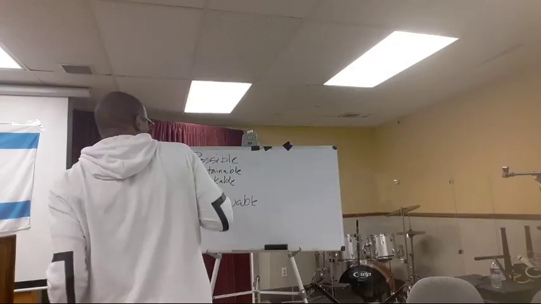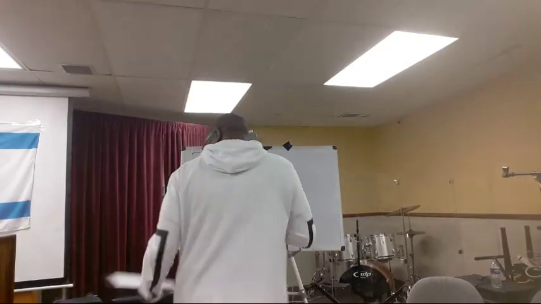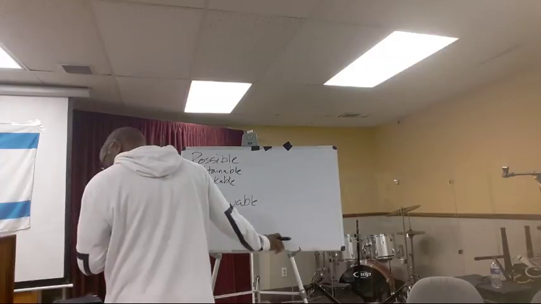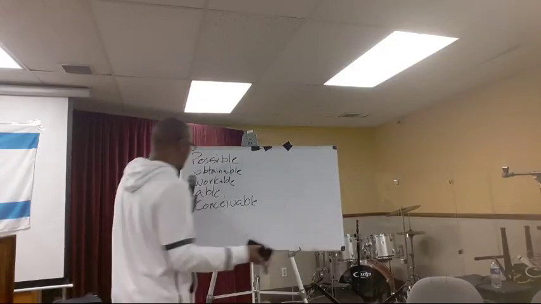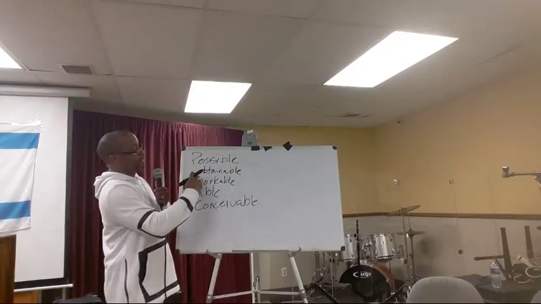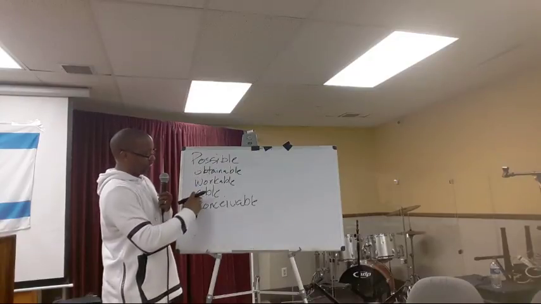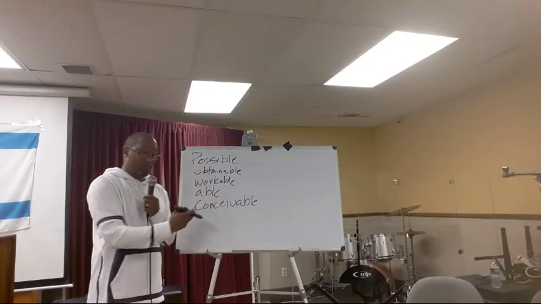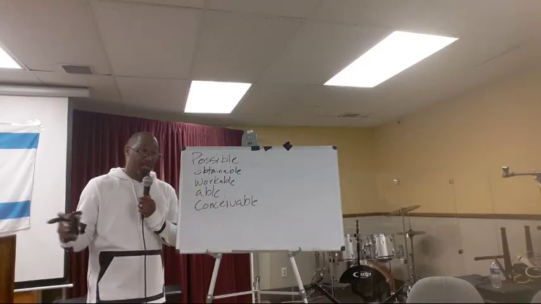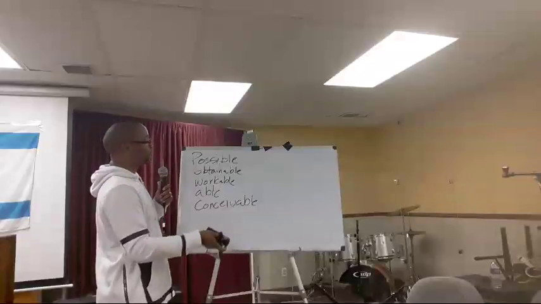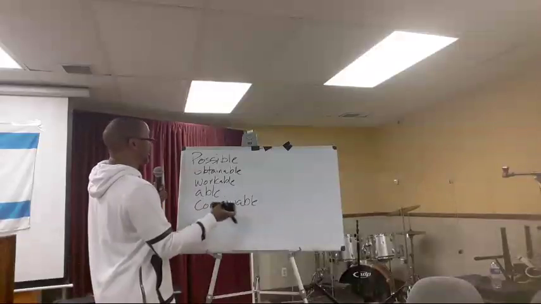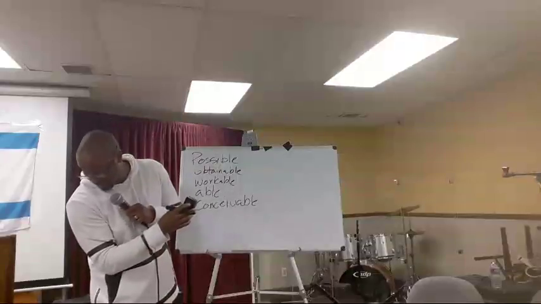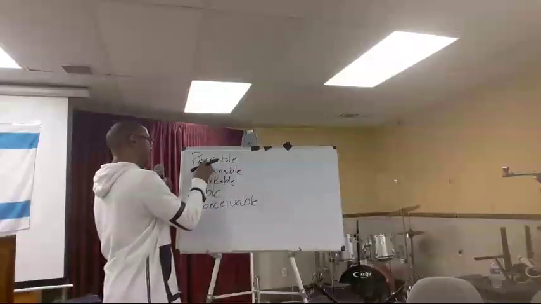So, I took these words and began to break each one of these down in Hebrew. Actually, I did 3 of them. The synonyms were obtainable, workable, able, and conceivable. All of these words I was able to find in our Old Testament scripture. So we're going to start with breaking each one of these down. We're going to start with my favorite one, able.